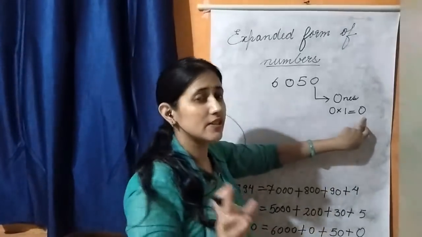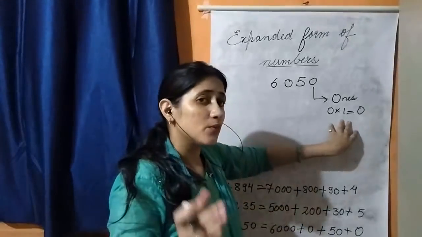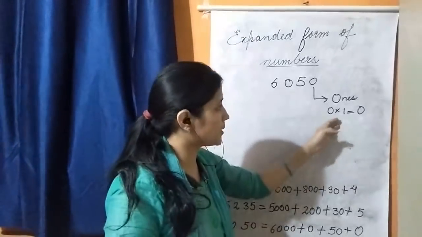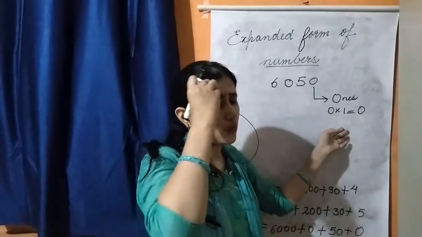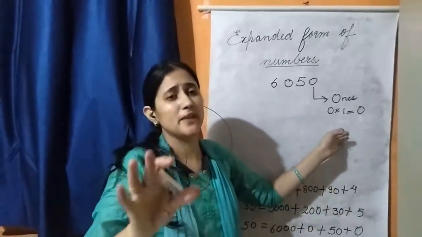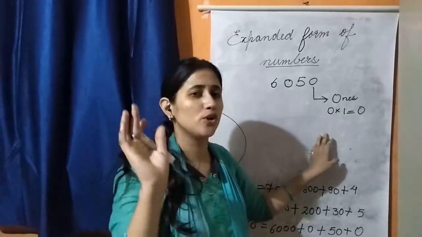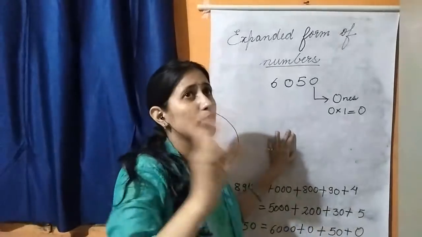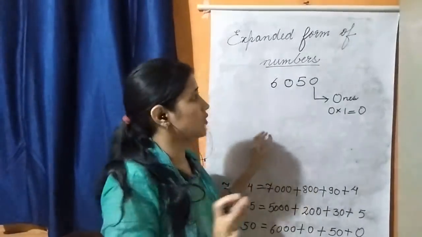Children, in class 1 also you have studied multiplication, and you know that whatever we multiply with 0, it becomes 0 only. 0 multiplied by 1, 0 multiplied by 2, 3, 4, 5. With whatever number you multiply 0, it is 0 only. Just keep it in your mind, whatever the number, if you multiply it with 0, it will become 0 only.